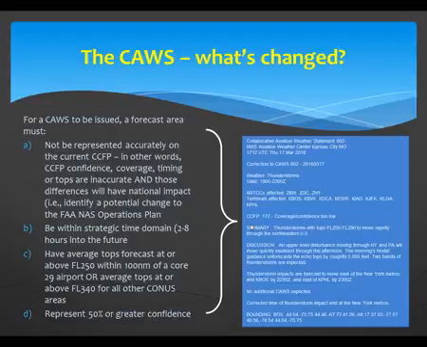So in determining whether or not the CCFP is accurate, we're looking at confidence, coverage, timing, and tops, and the fact that those differences will have national impact. Also, it must be within the strategic time domain, 2 to 8 hours into the future. And another criteria is with the tops. Tops have to be forecast at or above 25,000 feet within 100 nautical miles of a core airport, or the average tops at or above 34,000 feet for all other continental U.S. stations, and represent a 50% or greater level of confidence.